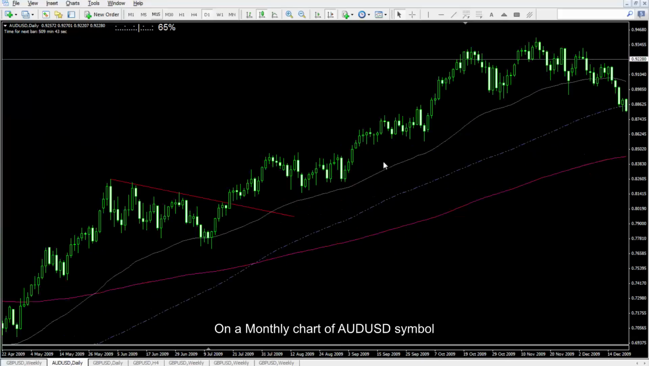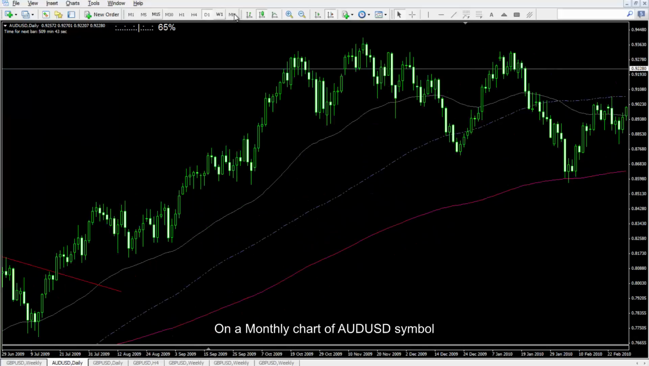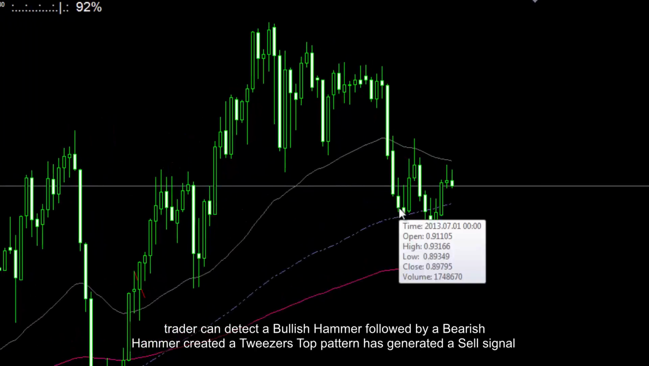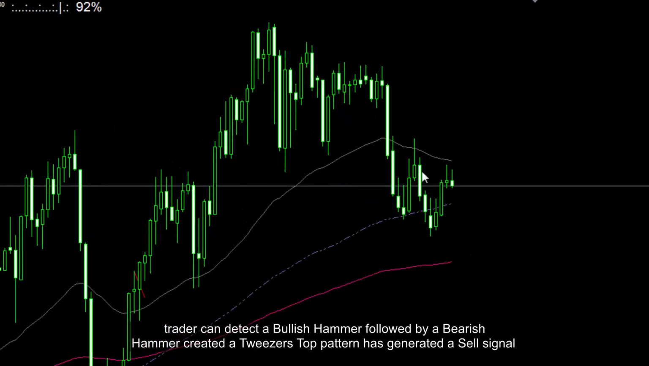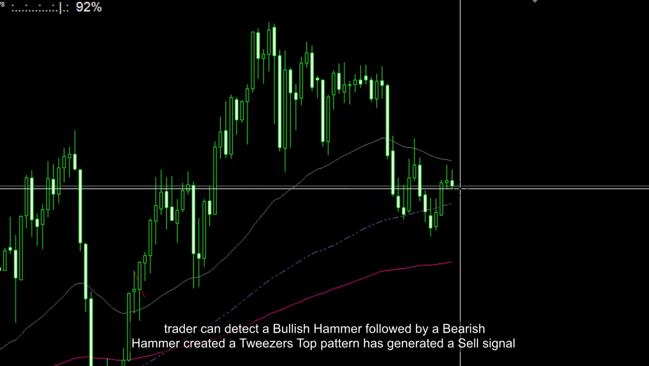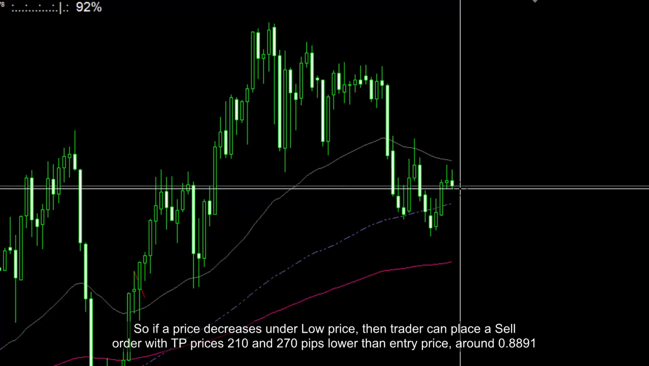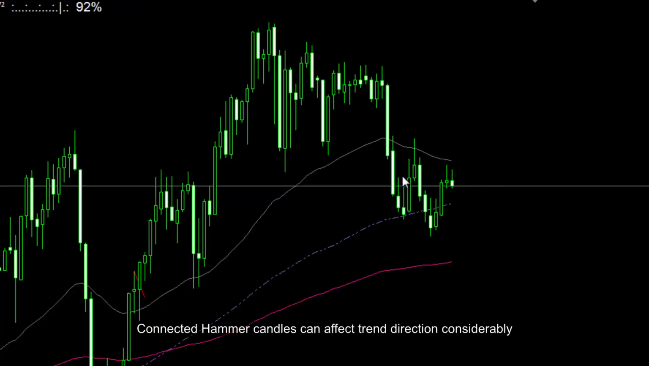On a monthly chart of Australian against US dollar symbol, a trader can detect a bullish hammer followed by a bearish hammer, which created a tweezers top pattern and has generated a sell signal. So, if a price decreases under the low price, then a trader can place a sell order with TP prices 210 and 270 pips lower than the entry price, around 0.8891. Connected hammer candles can affect trend direction considerably.